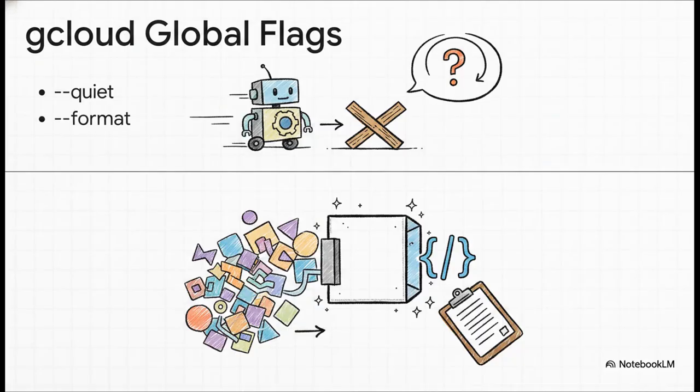And right alongside those commands, we have global flags that apply everywhere. Let me just highlight a couple of absolute lifesavers here. The --quiet flag disables interactive prompts and just accepts the defaults. This is completely perfect for automation scripts where you obviously don't want the system hanging there waiting for a human to type Y. And the --format flag? Incredible. If you need to export your VM inventory to another system, just slap --format=json on the end, and it outputs perfectly structured, machine-readable data.